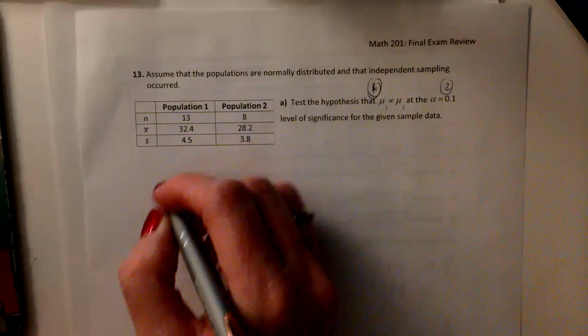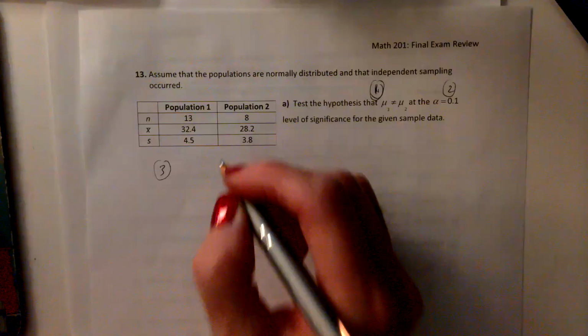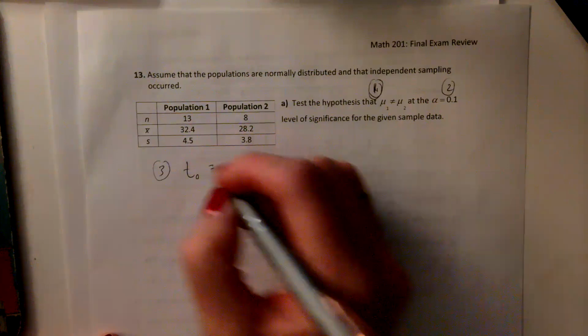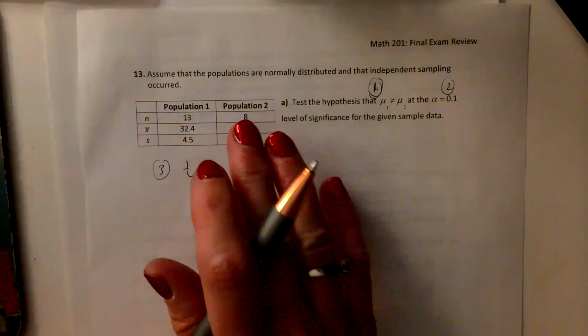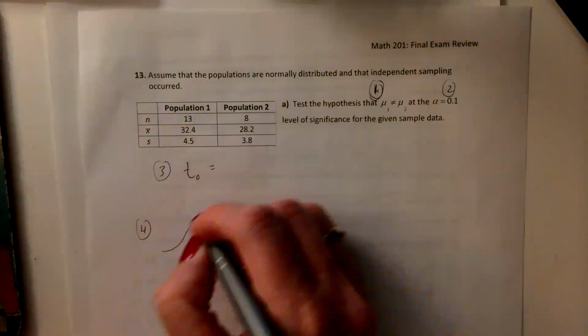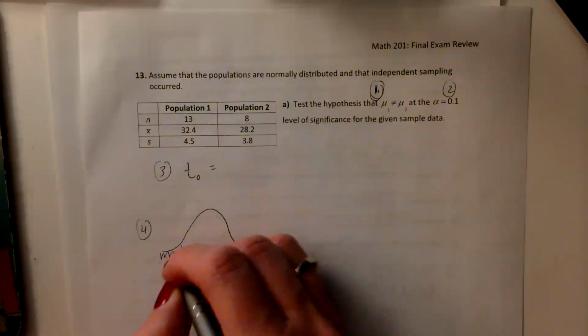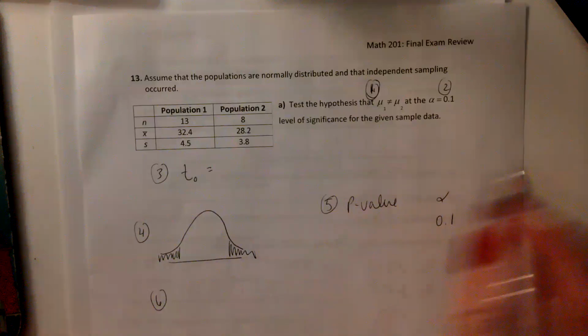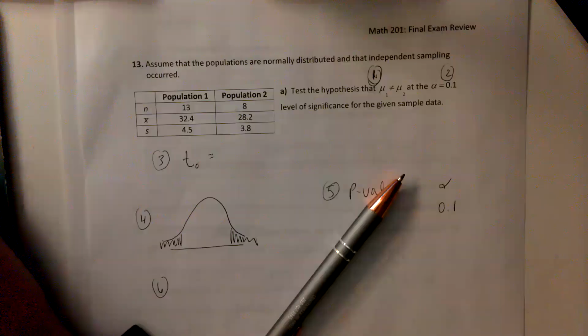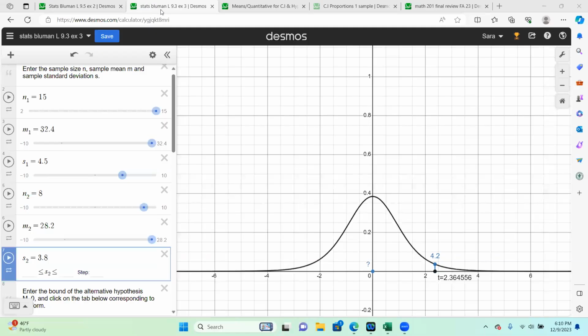And our step 2, and our step 3, because it is going to be a T0 that we're going to get from the program because it's 2 independent samples. And because it is a not equal to, it's going to be shading on both sides. And we are just going to look at the p-value and compare it to alpha. So let's just go to Desmos to do that. And our Desmos program is the one for 2 means, which is less than 9.3.